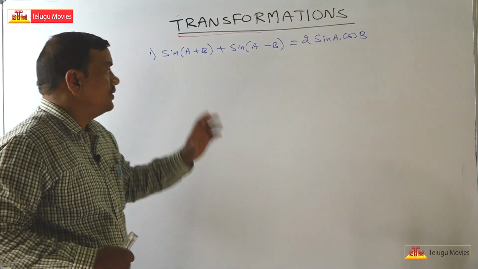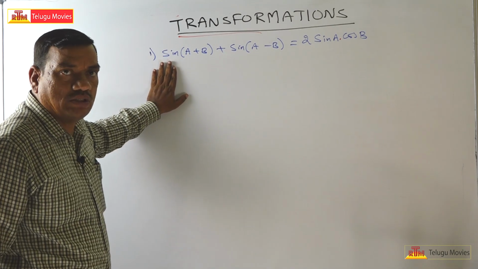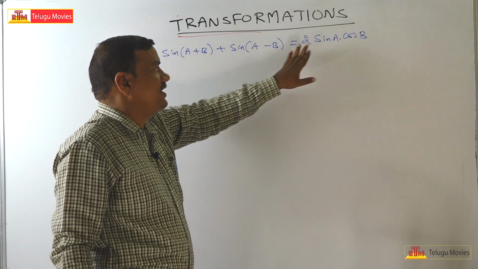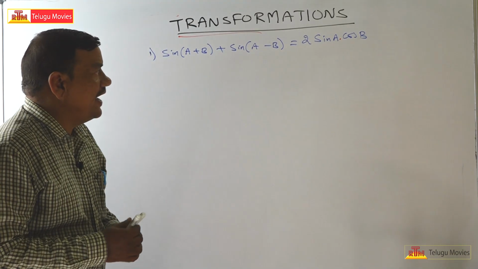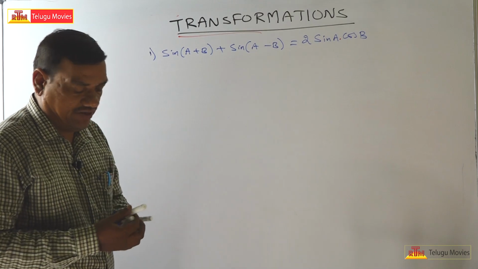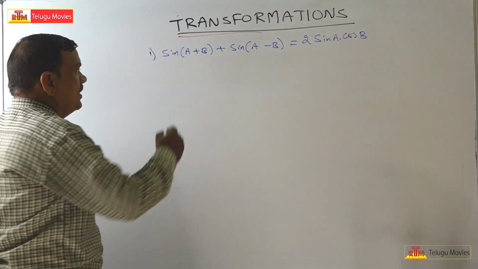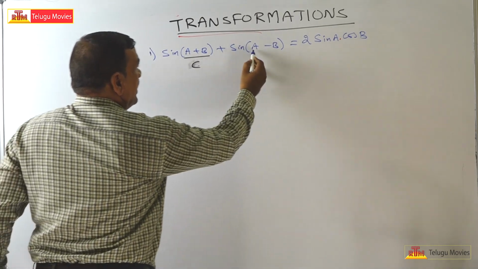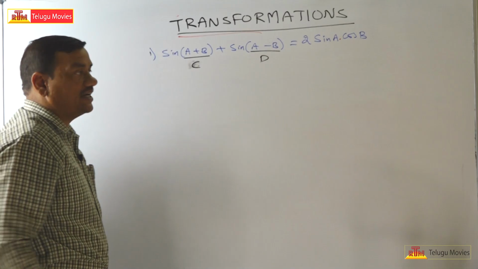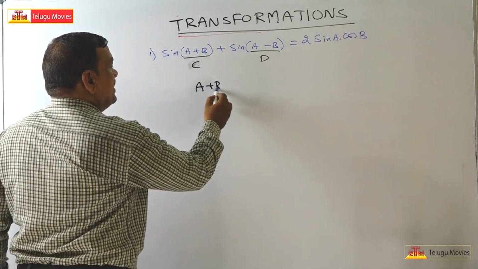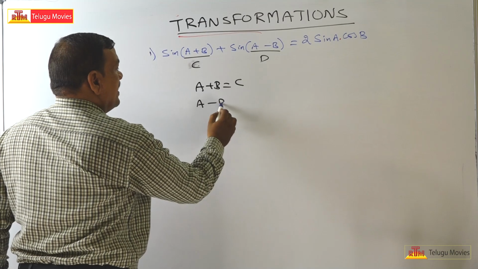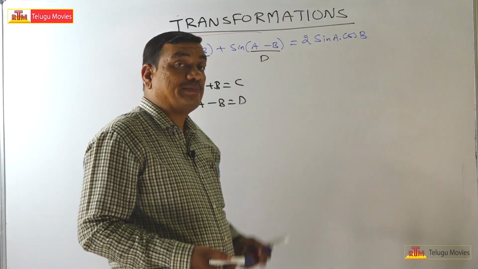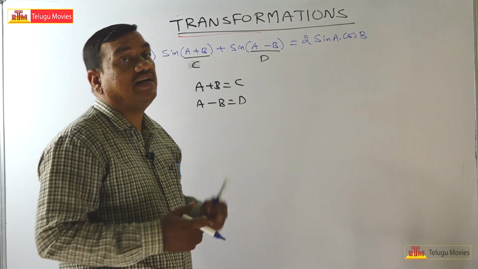Welcome to this concept. Now we have this known formula: sin of A plus B plus sin of A minus B is equal to 2 sin A cos B. That formula is there already, we know the derivation. Now let us take A plus B as C and A minus B as D. Now I am going to express these formulas in terms of C and D.